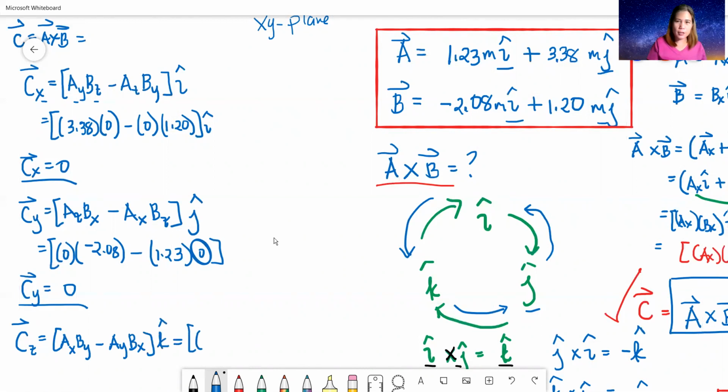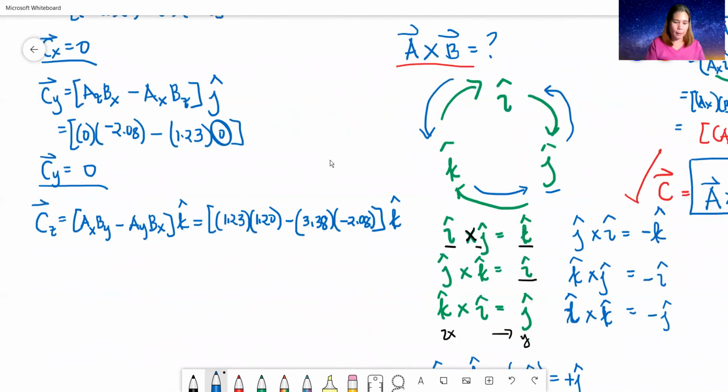So, plugging in the values, AX is 1.23. BY is positive 1.20 minus AY positive 3.38 times BX negative 2.08 and then K hat. Okay. Let's check this. 1.23 times 1.2 plus 3.38 times 2.08 equals 8.51. Yan. So, CZ is equal to 8.51 square meters and this should be K hat.